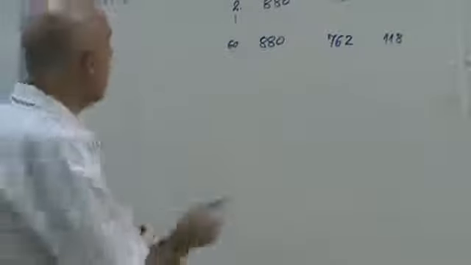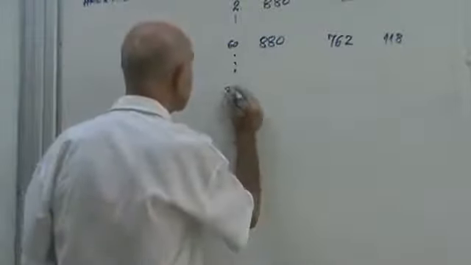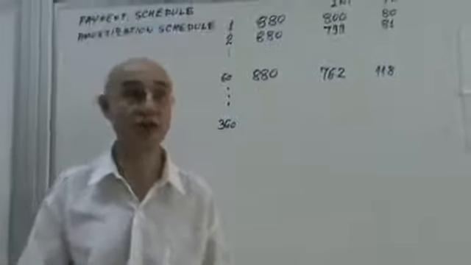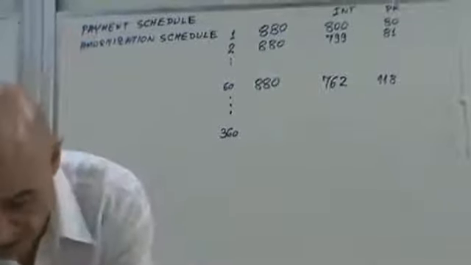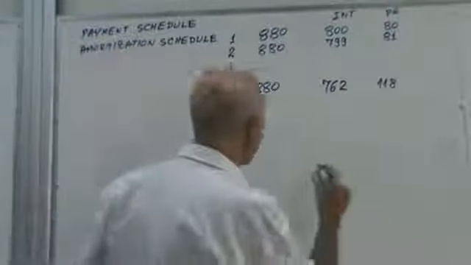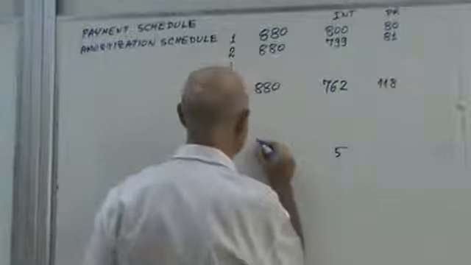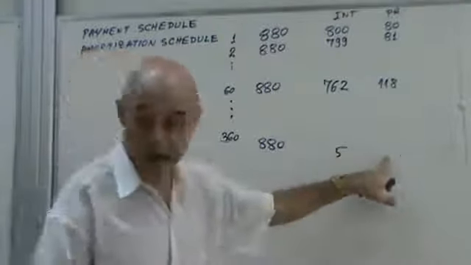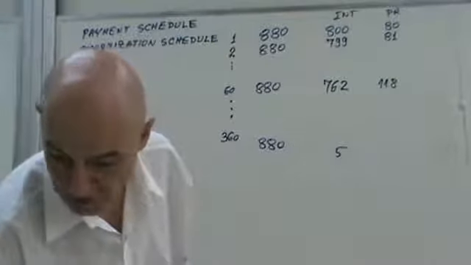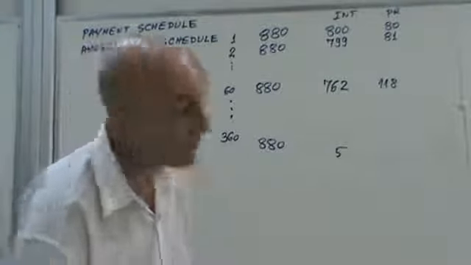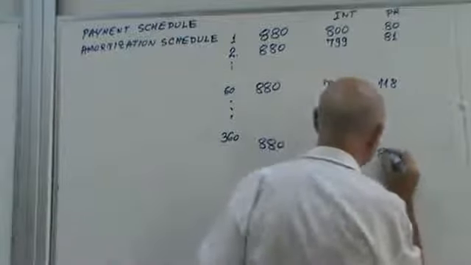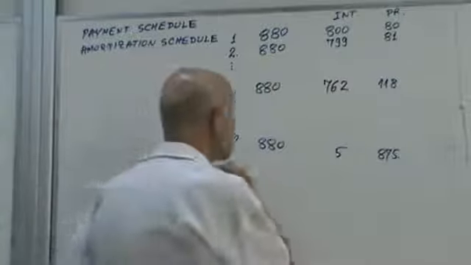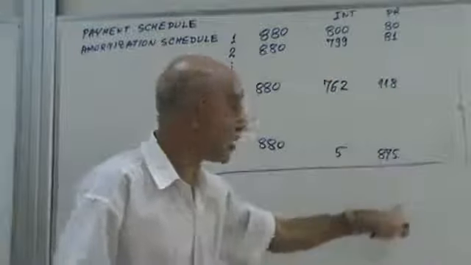You do all the payments till 360 payments. That's a 30-year mortgage. Now we get to the most important part. And at the very end, $5 of the 880 goes towards interest, and this goes towards, what is it? 875 goes against the principal, and you draw a line. How much for you?